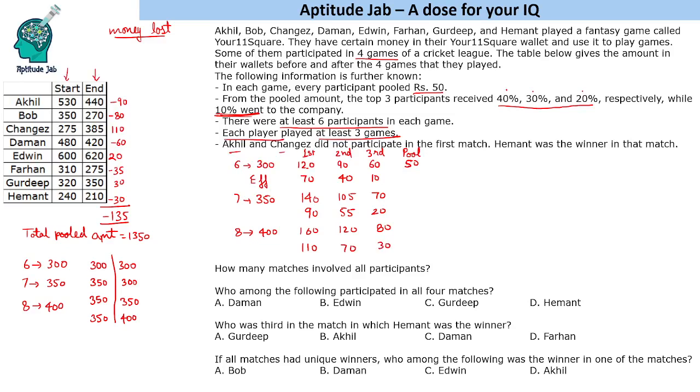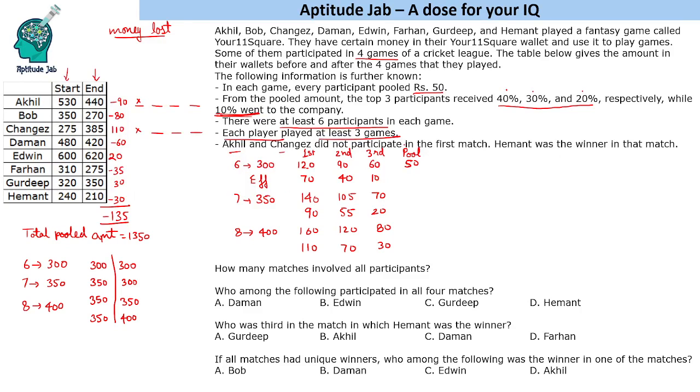Okay, now the next thing that we have to do is, these are the effective winnings. Now we are given that Akhil and Changes did not participate in the first match. So every person will play 4 matches, and we have to find the effective winning or loss that they made in each of the matches. So he did not play in one of the matches. C also does not play in one of the matches, and H was the winner in that match.